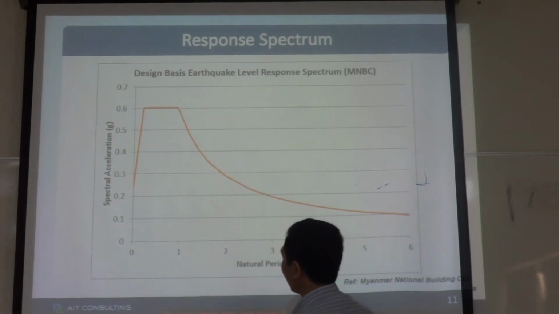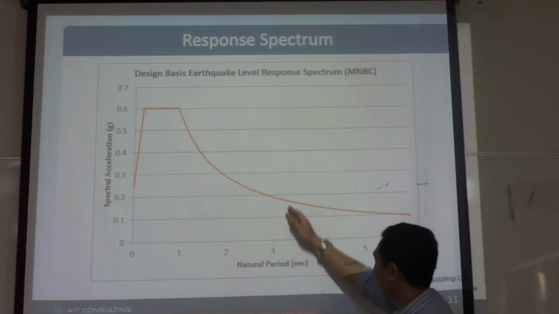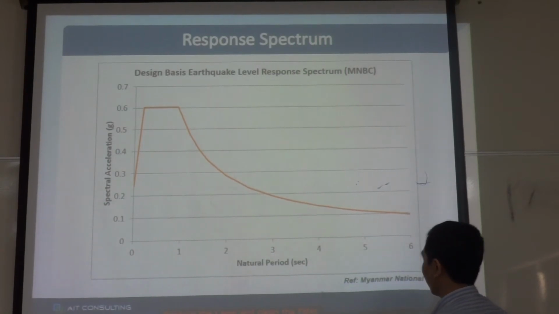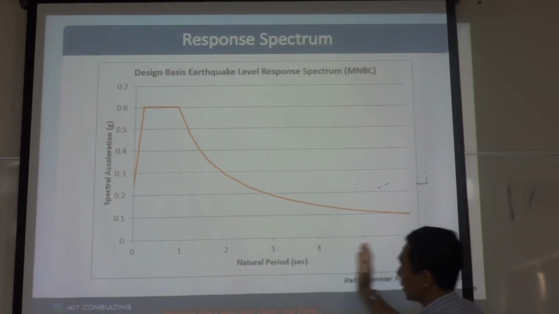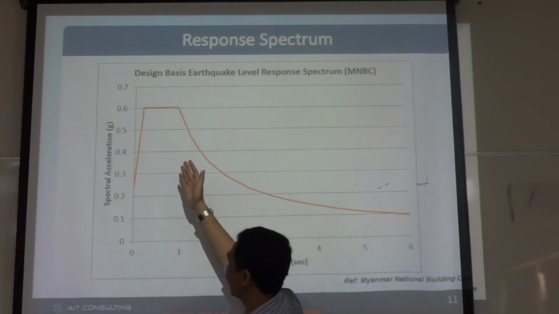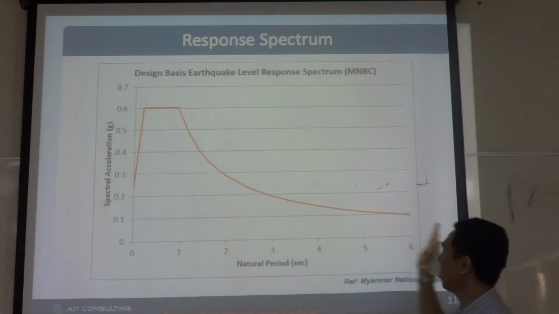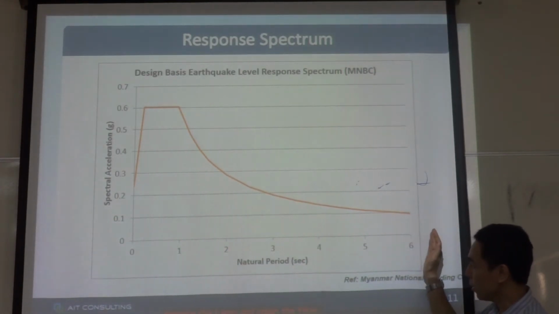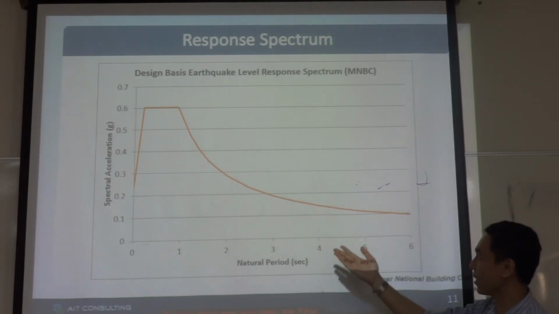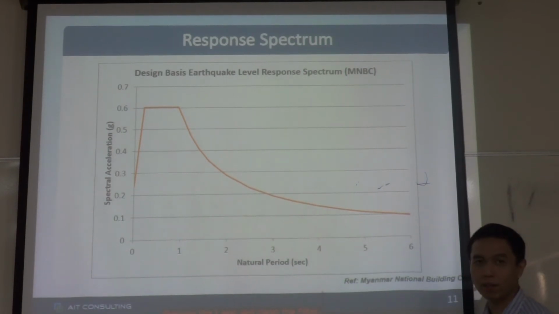Okay. But if the building is very tall, the percentage of force will be reduced because it is very flexible. But in this zone, we cannot say if it is stiff, the force will be high or low. We cannot say. So it means that the design force depends on the ground shaking as well as the lateral stiffness of the structure.